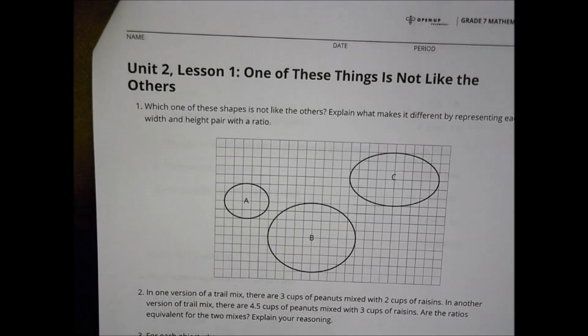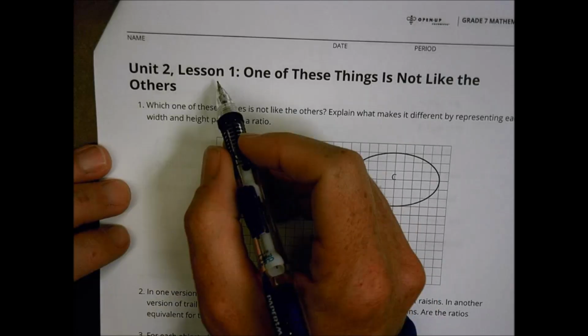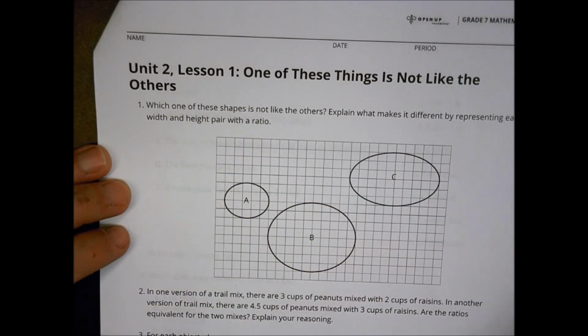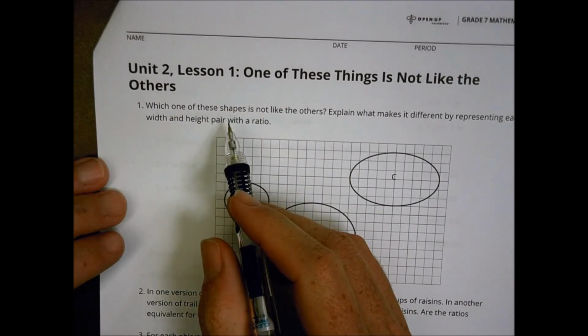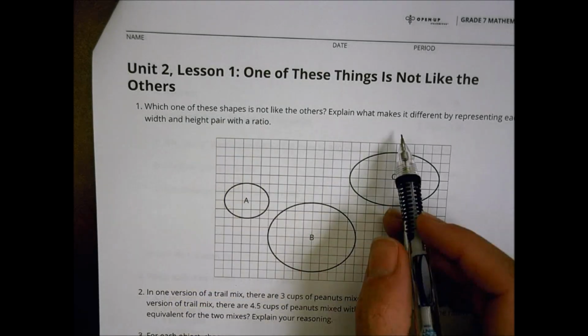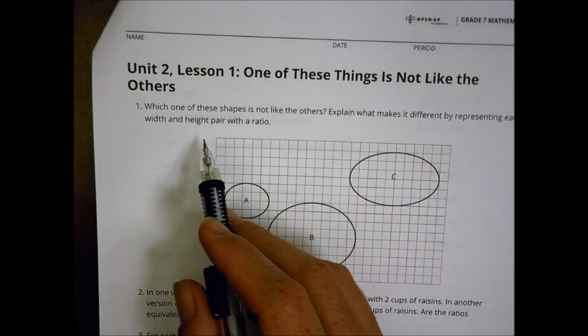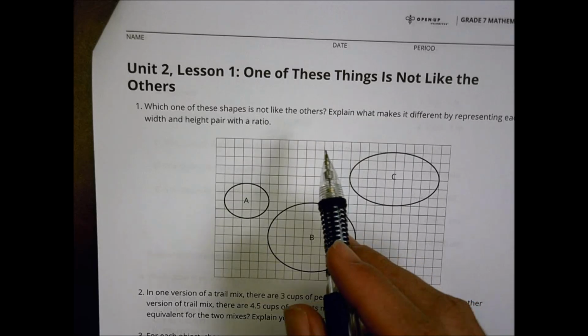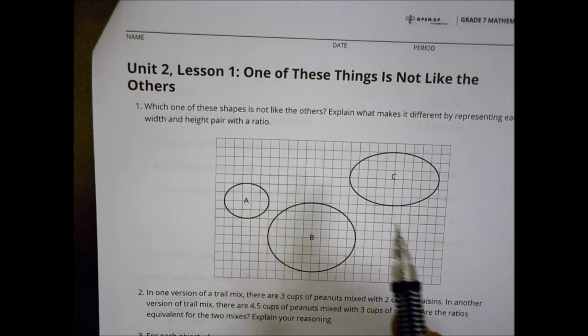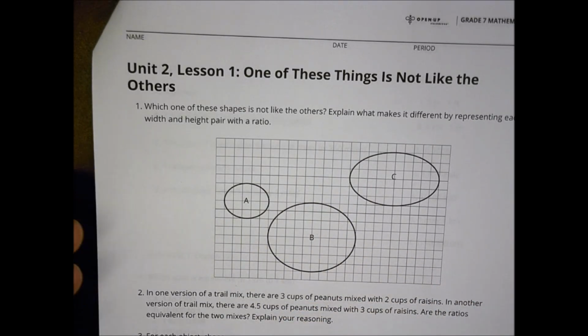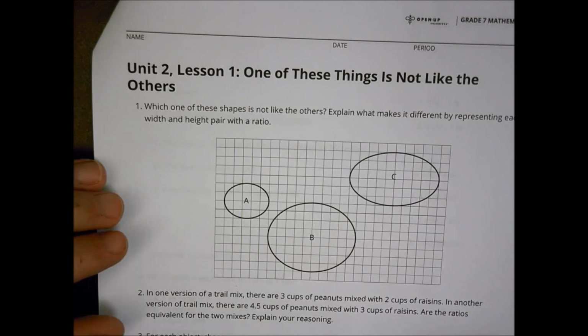Here we go. So homework tonight, Unit 2, Lesson 1. One of these things is not like the others. Which one of these shapes is not like the others? Explain what makes it different by representing each width and height pair with a ratio. So here we go, looking at the first one. We can see, first of all, that we have some different shapes.